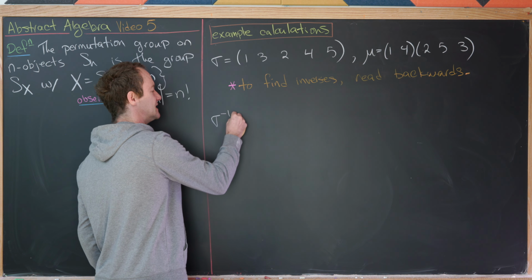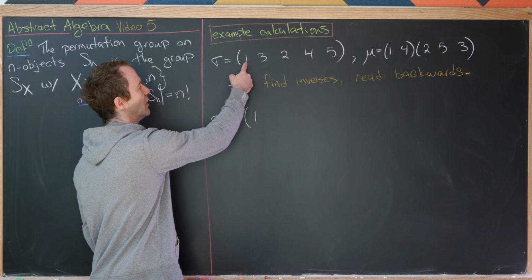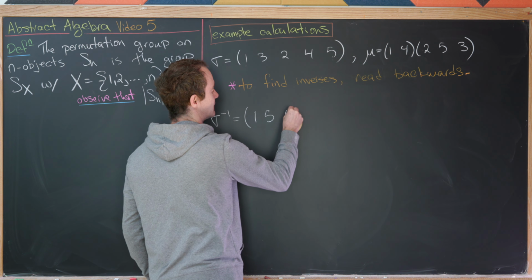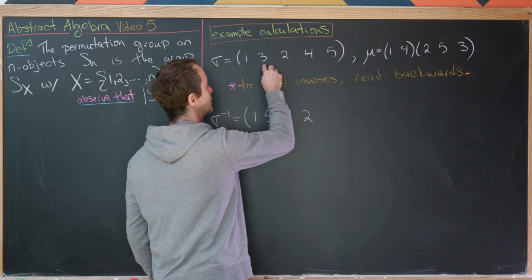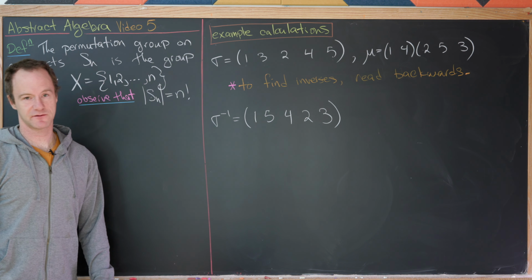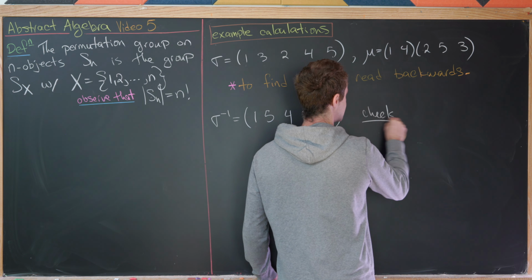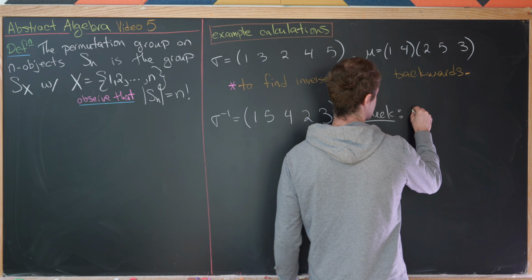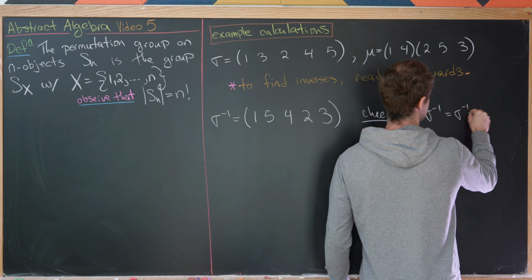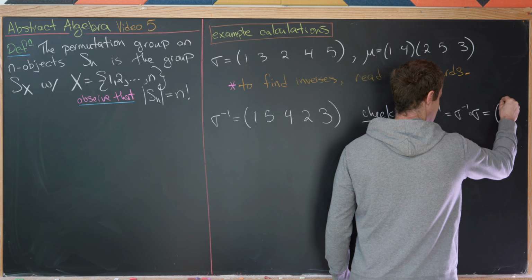So that means we can easily calculate sigma inverse. So let's see, we'll start with 1, but reading backwards, that goes to 5. 5 goes to 4, 4 goes to 2, 2 goes to 3, 3 goes back to 1, so that closes it off. And then if you want to really be sure of this, maybe for the first time or two, you might want to check that sigma composed with sigma inverse is the same thing as sigma inverse composed with sigma, which is the identity.